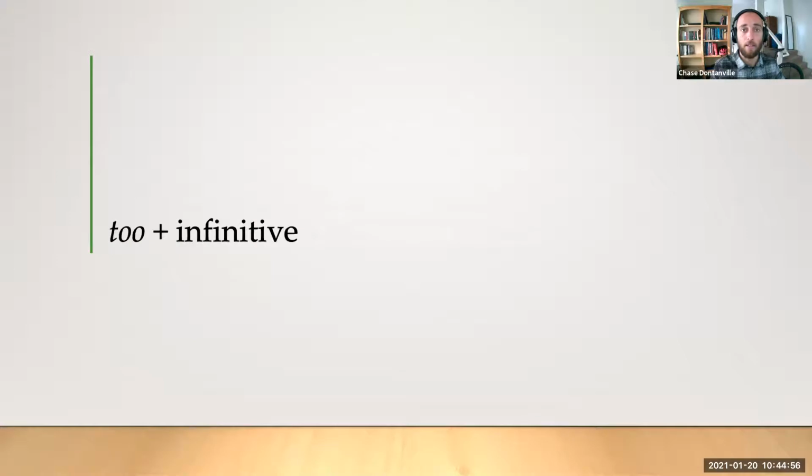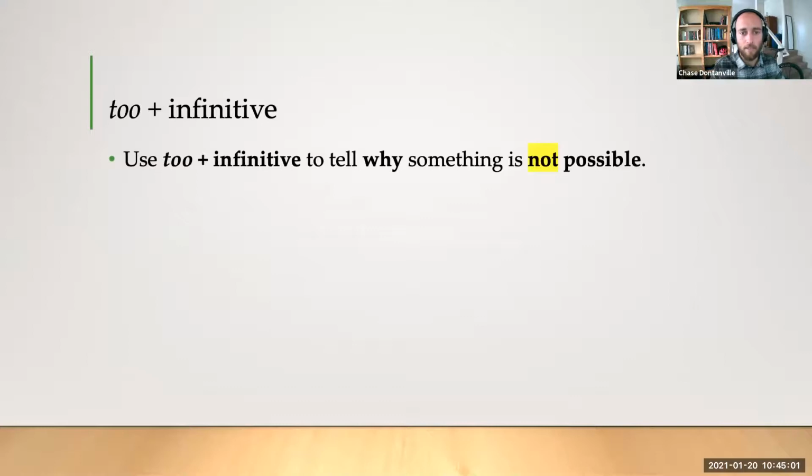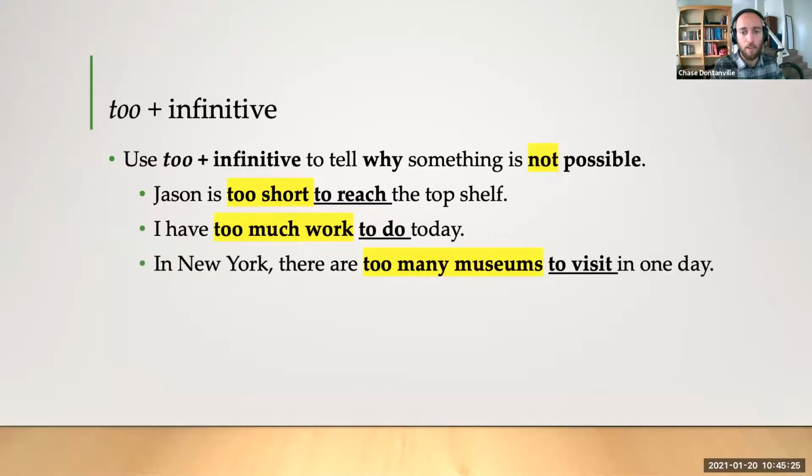Now let's look at too plus infinitive. Use too plus infinitive to tell why something is not possible. Jason is too short to reach the top shelf. Why can he not reach the top shelf? Because he is too short. We're explaining why it's not possible. I have too much work to do today. In New York, there are too many museums to visit in one day. So too plus infinitive is telling us why these things are impossible.